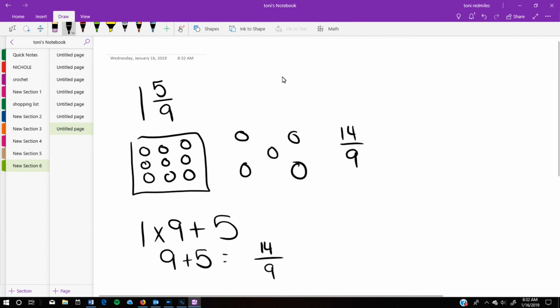All right, so that's how you turn a mixed number into an improper fraction, and that is how we turn an improper fraction into a mixed number. That's what we did first. So watch the video again and again until you feel like you've got it.